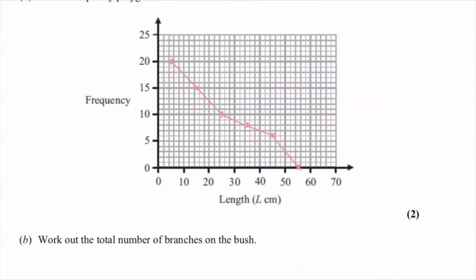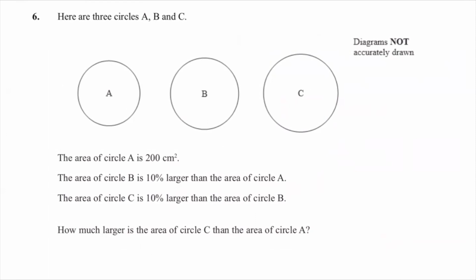Now, part B wants you to work out the total number of branches on the bush. So that's your total frequency. So you would just be adding your total frequency to get that answer. So 56. And then the modal class is the class with the biggest frequency, which is in the first row of a frequency of 20. So we would write for part C, 0, L, and your 10.